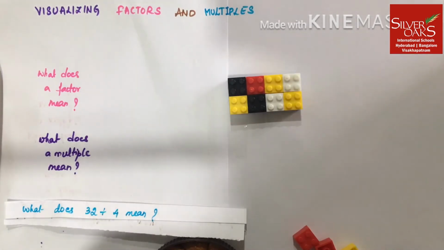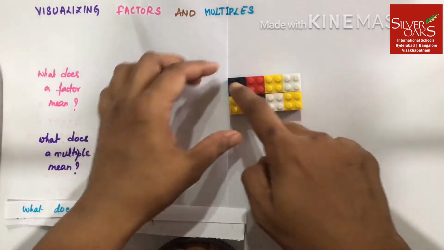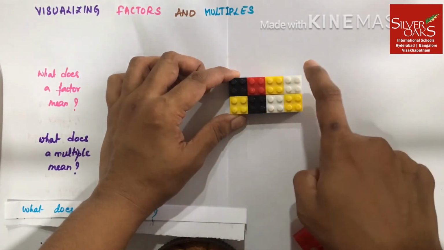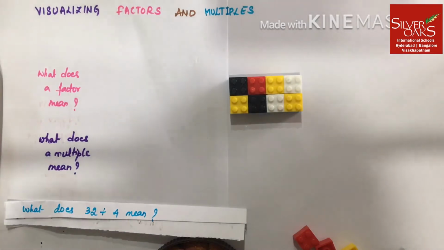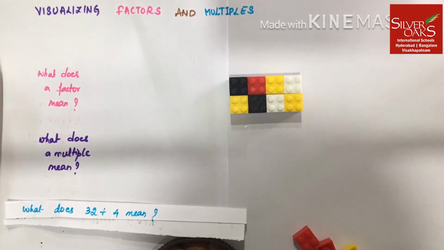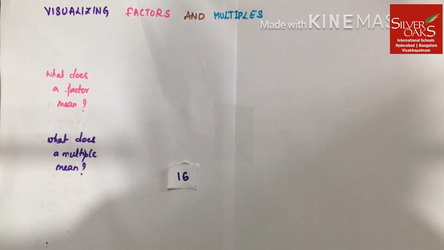Or I can also visualize it like this. If I'm grouping them into 4s, this is my first group, second, third, fourth, fifth, sixth, seventh and eighth. So I'm able to get 8 such groups. So let us now move ahead. So let us now see, what does a factor mean.